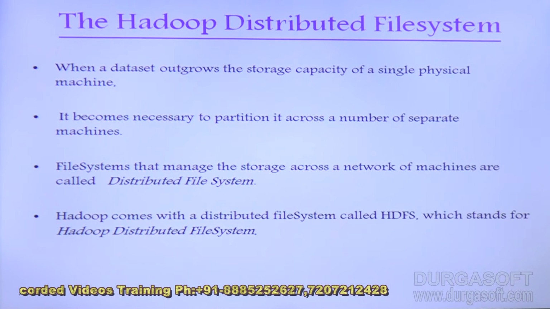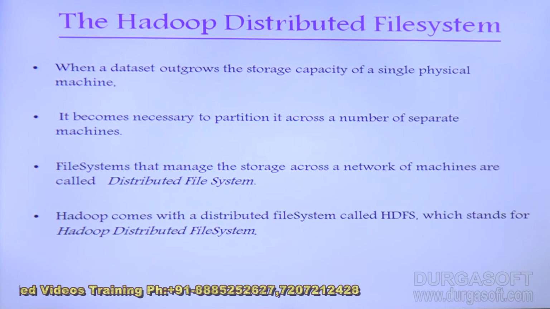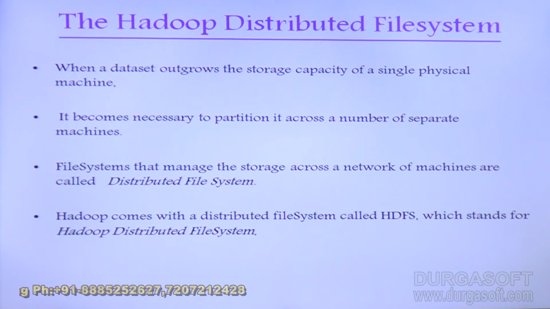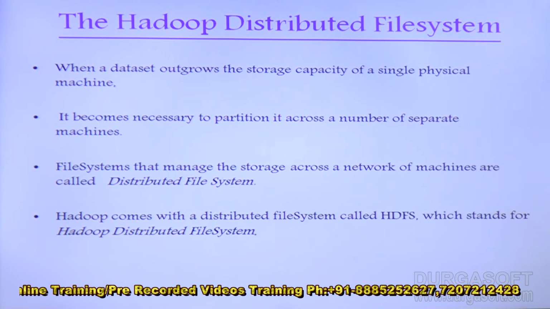So, when the storage capacity of a single machine is outgrown, it becomes necessary to partition the data across separate machines. What happens is, if I partition it, if I distribute it, then it becomes very easy for me to process. So, there should be a file system which actually does this. Any file system that manages the storage across a network of machines is called a distributed file system. So, any file system which manages the breaking or distributing of the data across the network is called a distributed file system.